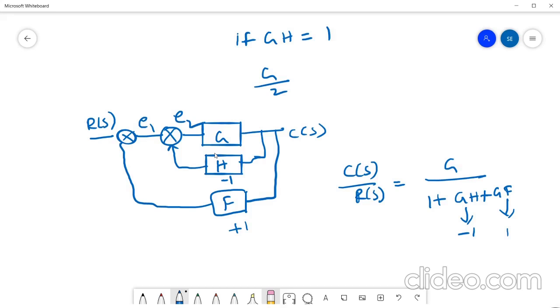Effect of feedback due to external disturbance. So where the system disturbance, sorry, take it: external disturbance. Fine. So let me draw the diagram and I'll explain where the disturbance will occur.